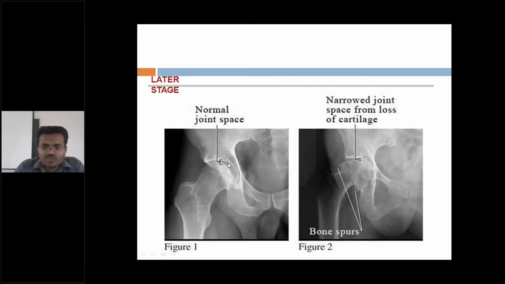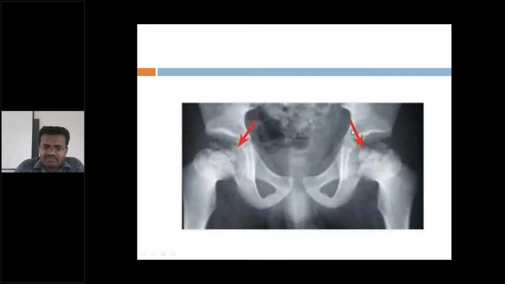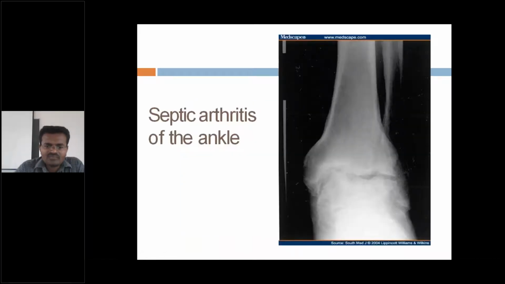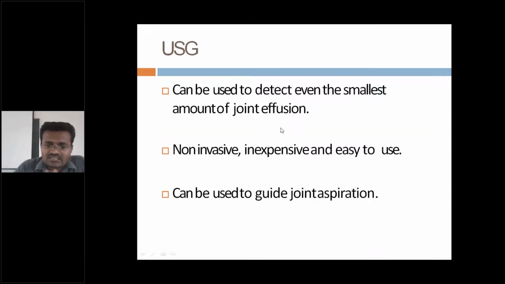See, this is the normal joint space. At a later, advanced stage, there will be a decrease in the joint space. See, very advanced stage, the total head is gone in the hip. This is septic arthritis of the ankle, no joint, it got degenerated. Ultrasound is non-invasive and inexpensive.